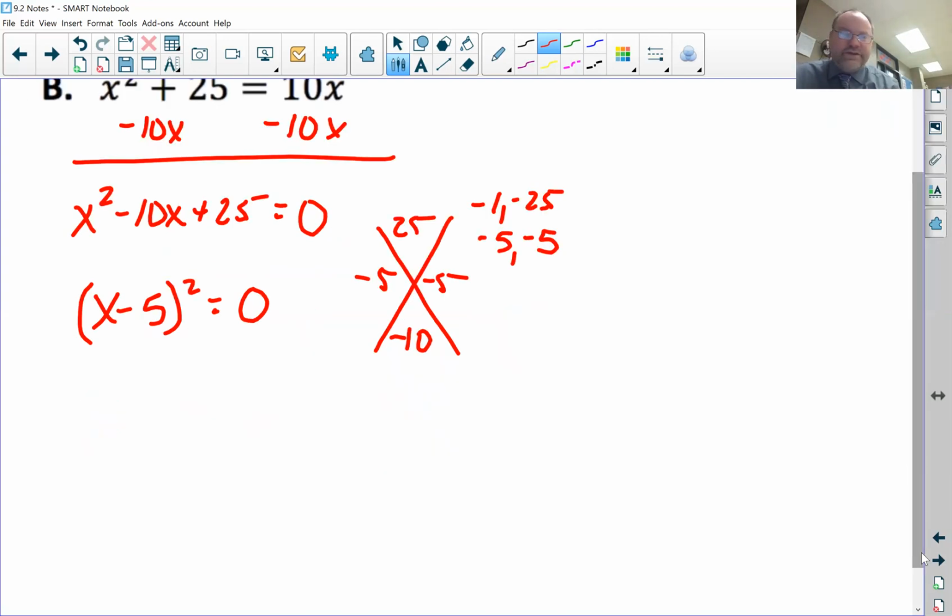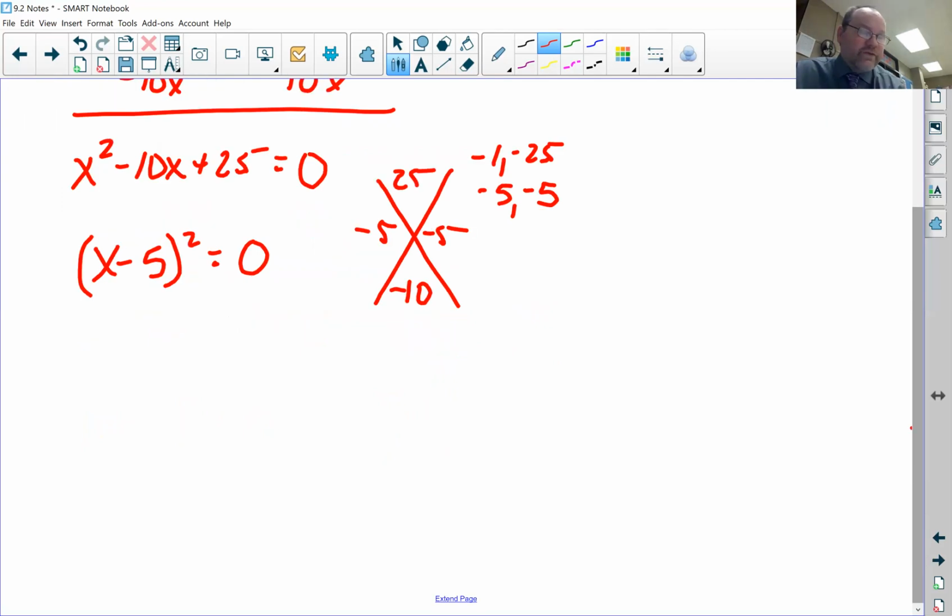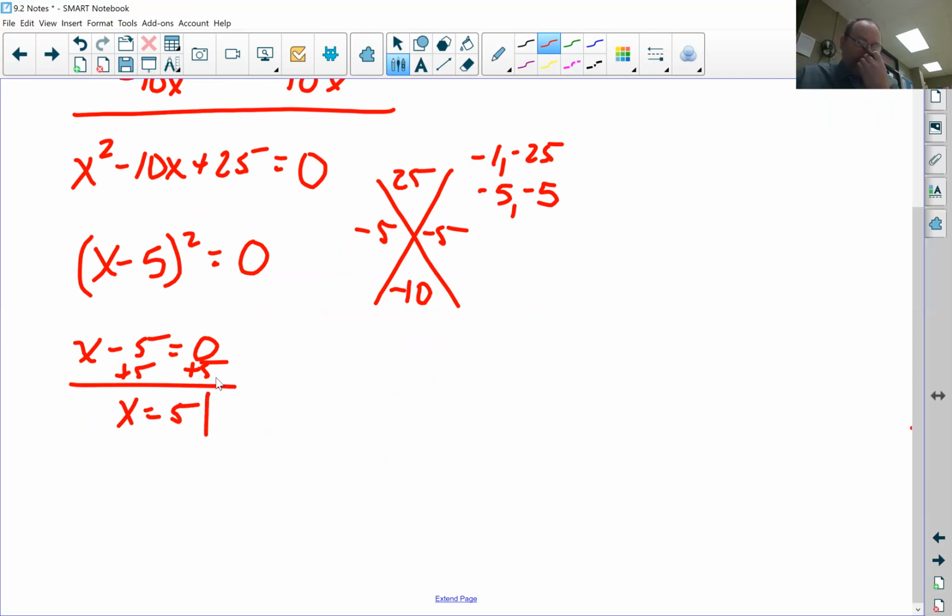The nice thing about these is then you'll only have one solution. If I add 5 to both sides, I get x equals 5. So it doesn't make sense to say x minus 5 equals 0, or x minus 5 equals 0. That's going to give us the same solution. We only need to write that solution one time.